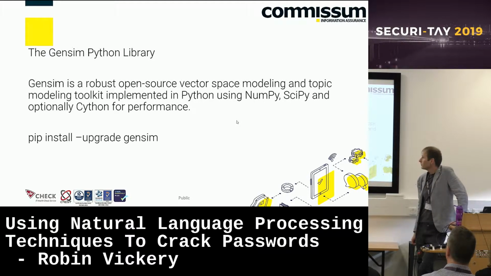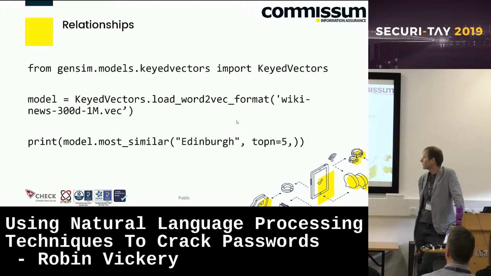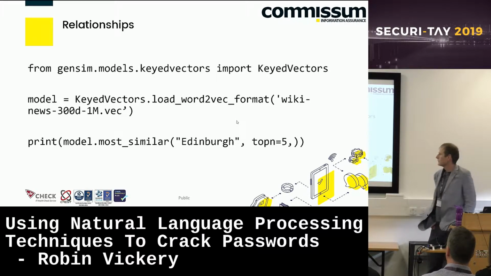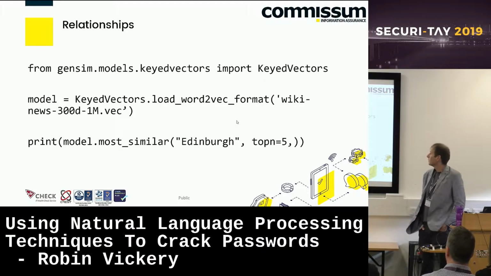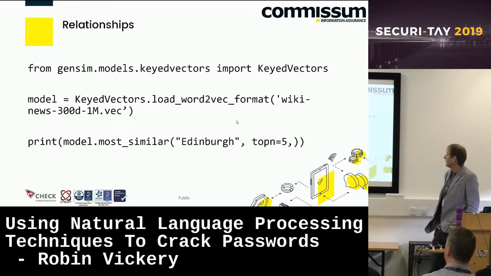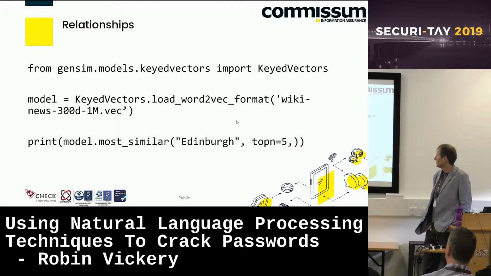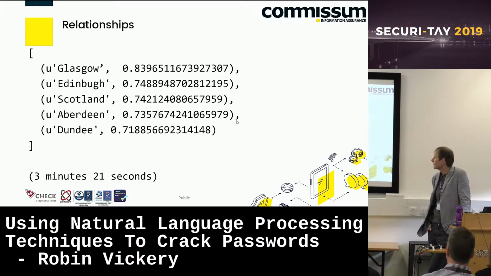In order to use them, we use a library called Gensim, which is a Python library. That's how you install it. It's all pretty simple, and it lets you load the models and work with them. And this is how you can import and load a model and then find the words similar to Edinburgh. It's all pretty self-explanatory, actually. So that should return to us the 5 most similar words to Edinburgh. And this is what it actually comes out with.